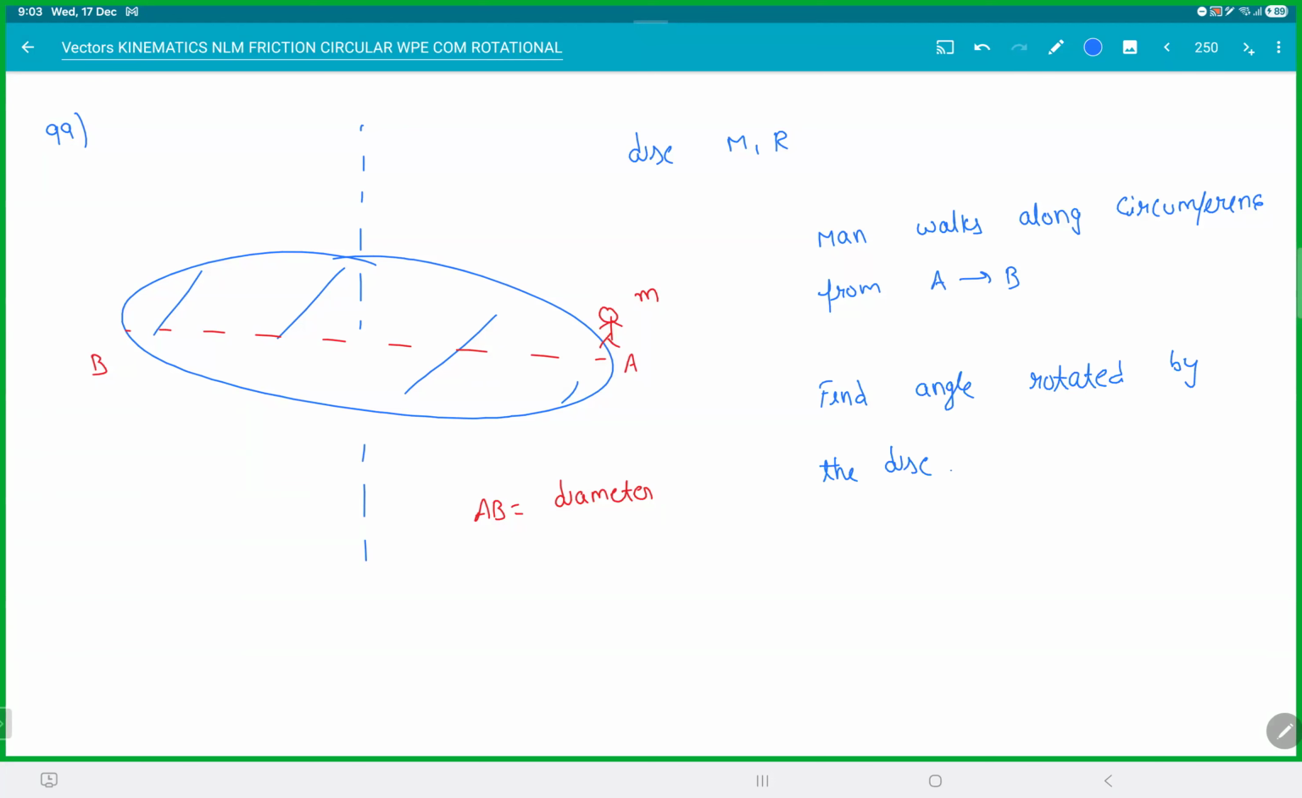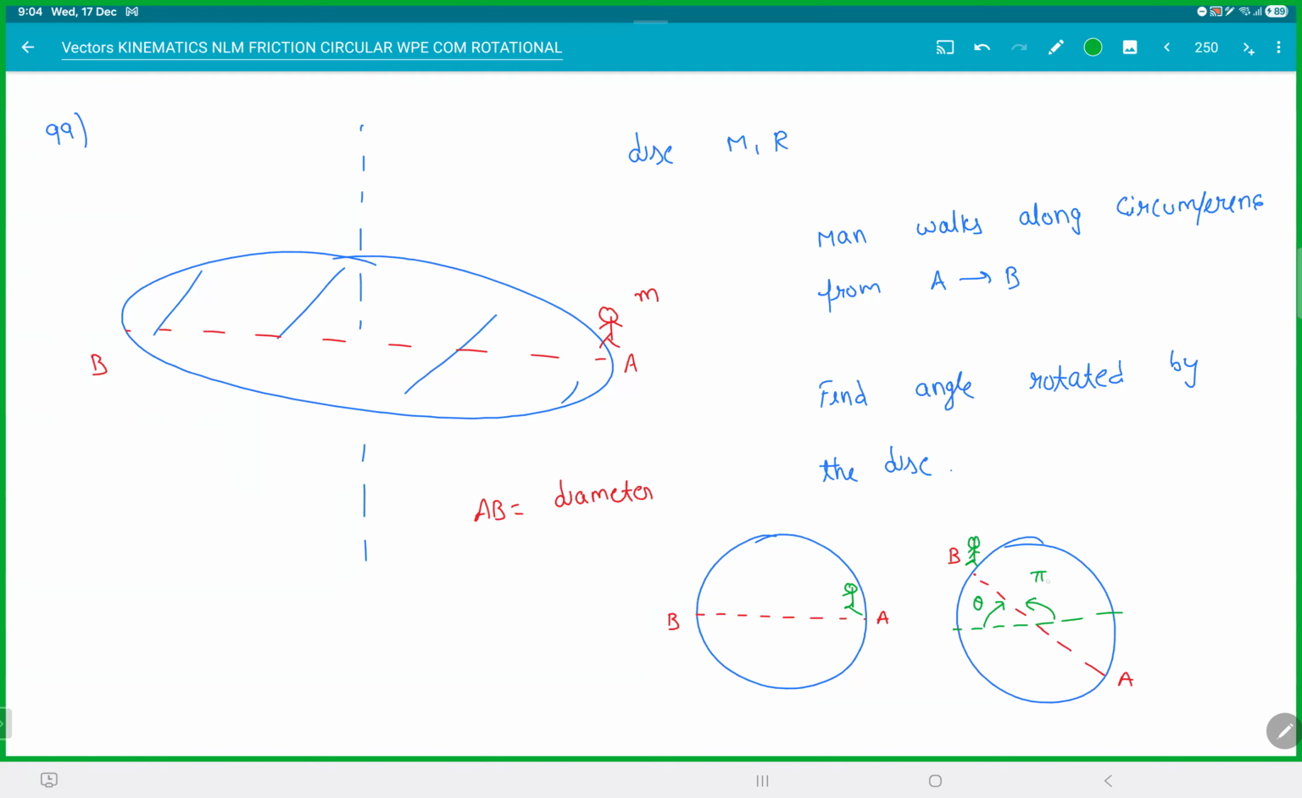The man is standing on the edge of the disk and he walks on the circumference from A to B. If I have to show you the picture now, it would look kind of like this. Initially, the line AB was like this. After some time, the line AB was like this. So this man didn't actually walk 180 degrees. He was standing here, then he reaches here. In this scenario, the disk must have rotated theta and the man must have rotated pi minus theta. So I'm asking you, find theta.